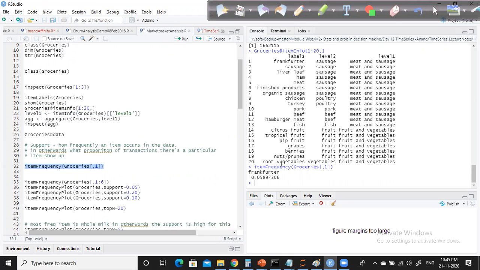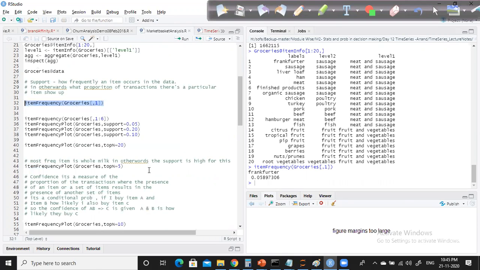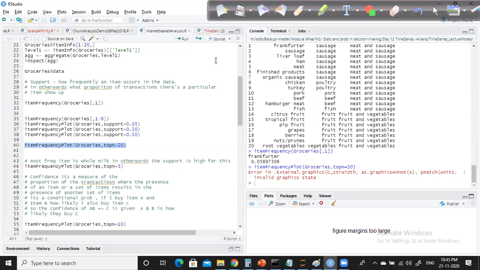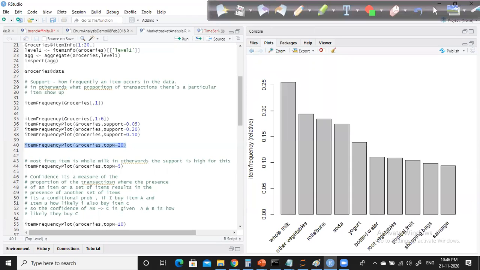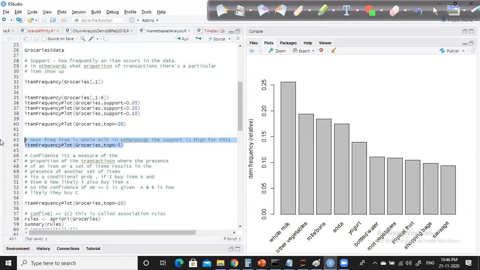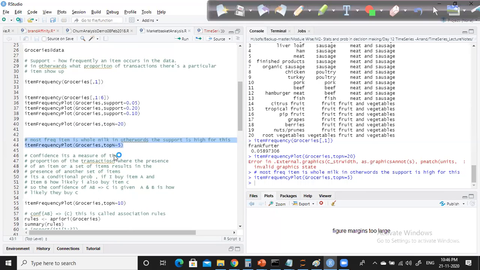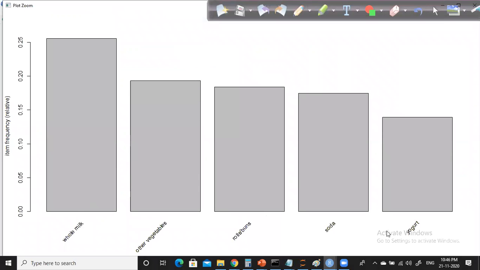Sorry, not item frequency, the item frequency plot function. Look here, I just pass this data set as an argument. I want to see the top 20 frequent items. Look here. So when I look at this, it is pretty clear that whole milk is purchased most frequently among the top purchased items. Other vegetables, rolls, buns, soda, and yogurt were also purchased most frequently. And if you want to see only the top five, you can just use the topN option. It shows you whole milk, other vegetables, rolls, buns, soda, and yogurt.